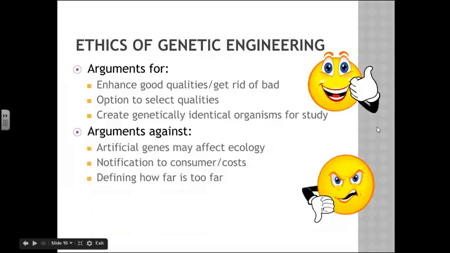So we could put the green fluorescent protein into various different organisms like mice and pigs and bunnies and flies. There's some ethical issues that come with genetic engineering. We should either be doing this because we can enhance the good qualities and get rid of the bad. We can pick the qualities that we want, and we can create genetically identical organisms so that we can study that particular gene very effectively.